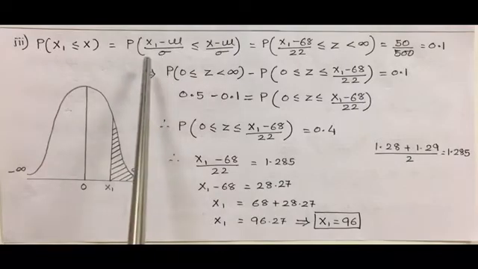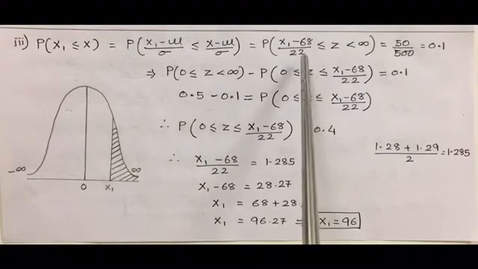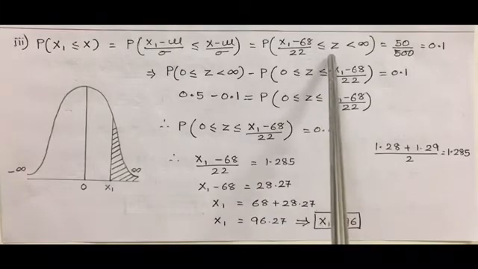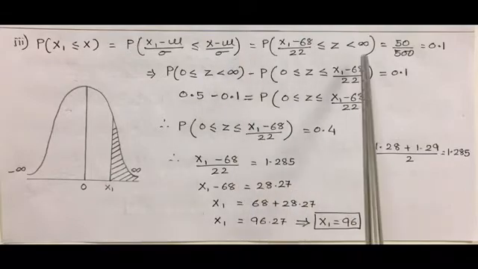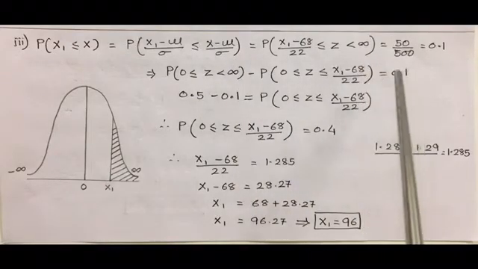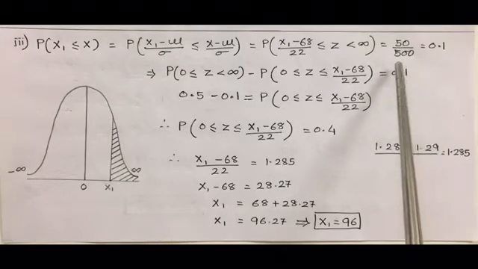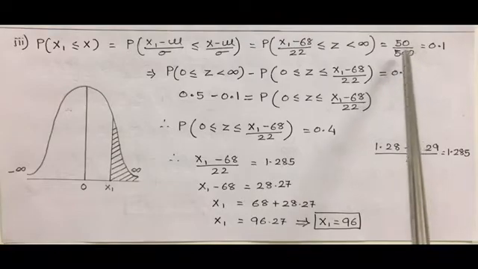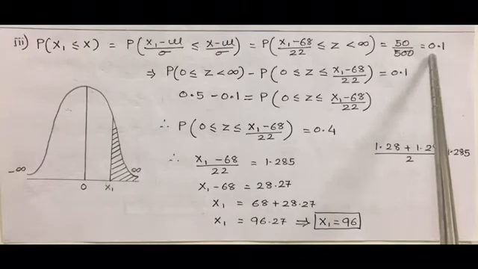Standardizing the variable by subtracting mu and dividing with sigma. X1 minus 68 divided by 22 less than or equal to z, and as the right side limit is missing, we put there infinity. And 50 children are considered to be the most intelligent, and total number of the children are 500. So 50 divided by 500, that gives 0.1.